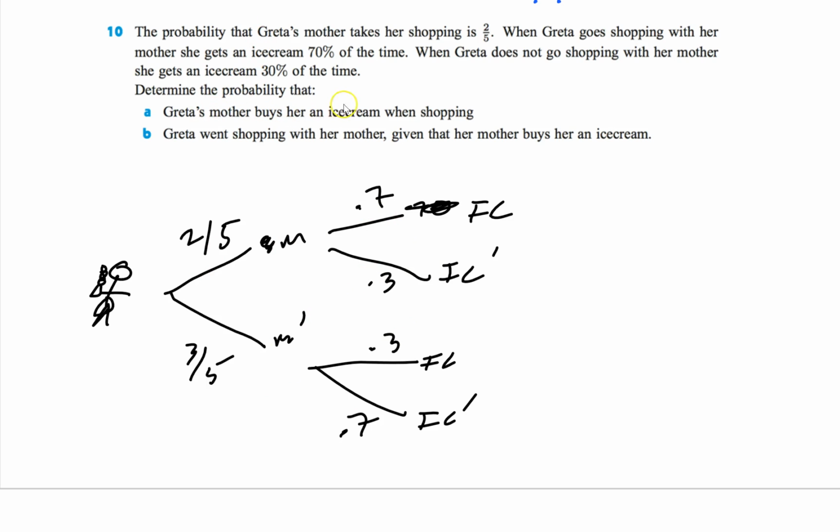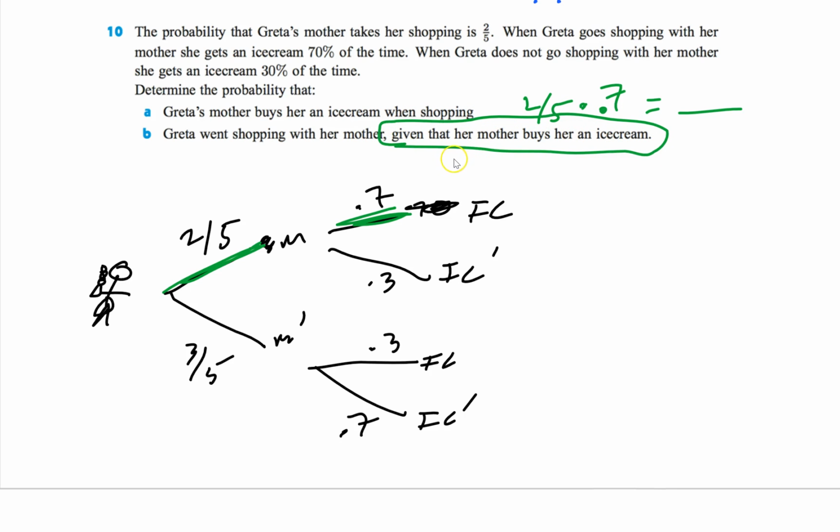Find the probability that Greta's mom buys her ice cream when shopping. Right, so that's a straightforward question. She goes with her mom, and they get ice cream. So it's 2/5 times 0.7. Whatever that turns out to be in your calculator, make it a fraction, 7 over 10, and figure it out. It's not too bad. I just don't care right now. Now the next one's one I really care about. Greta went shopping with her mom, given that her mom buys her ice cream. So what's the odds that she went shopping with her mom, given that her mom buys her ice cream?